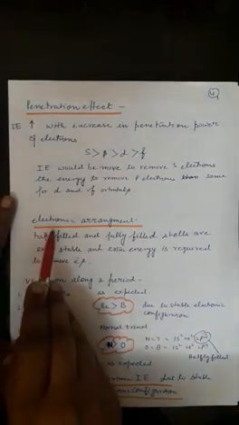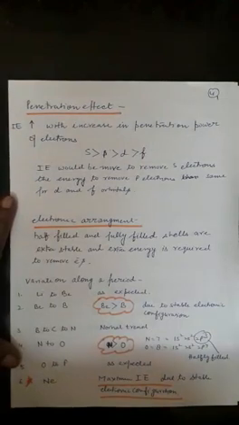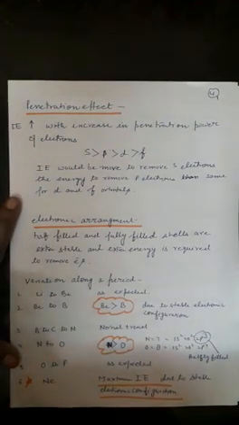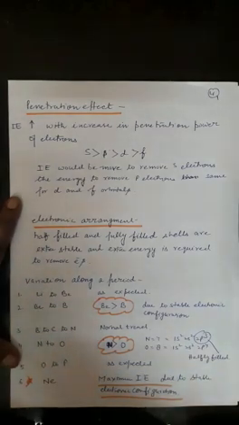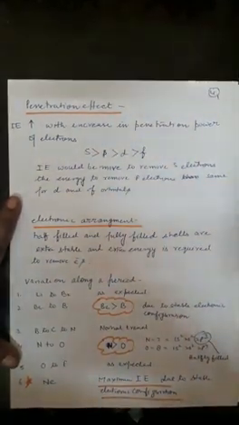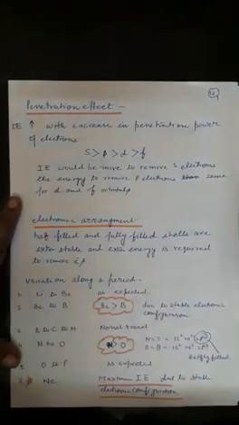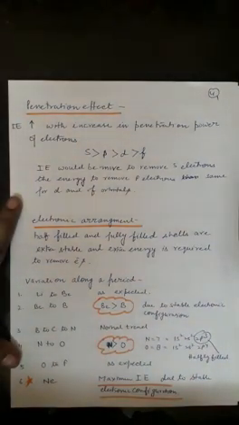Next is your electronic arrangement. If we have to remove the electron from halfly filled or fully filled shells which are extra stable, an extra amount of energy is required and high ionization energy is required. By these all 5 factors, we studied ionization energy along the period or along the group.